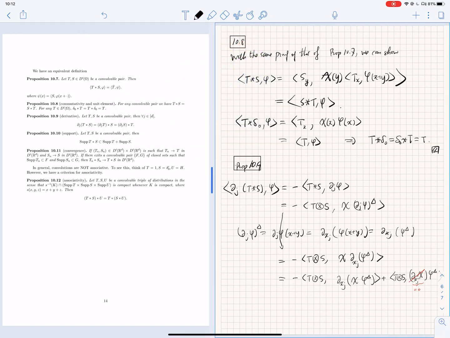So it remains only this term, and we can pass the derivative back to the tensor product, and we're going to have this djt tensor S applied to chi phi delta, which becomes, just forget about the chi function, I put a tilde in there, which is nothing but djt convolved with S applied to phi. And it's finished. So it shows that this guy is equal to this guy, and this is what we want to show. Okay.